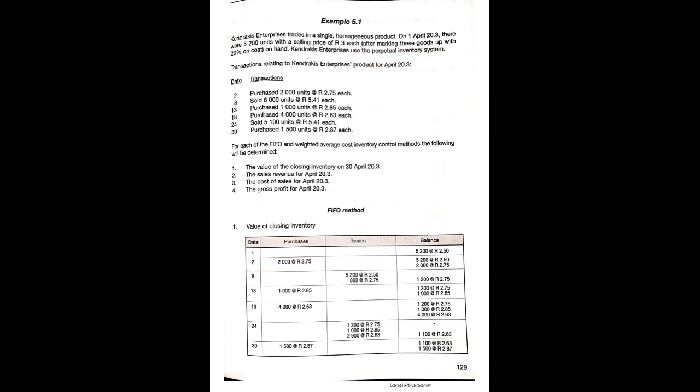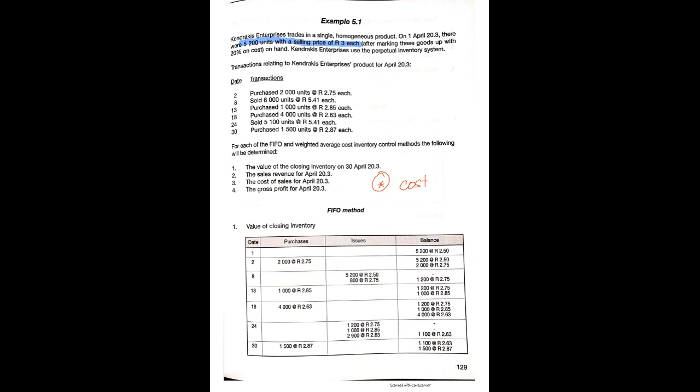So let's get started with example 5.1. And it says to you here that Kendrakis Enterprises trades in a single homogeneous product. On the 1st of April 2023, there were 5,200 units with a selling price of 3 Rand each. Now, this is important as well. And what I'd like to point out at this stage is that when working with the FIFO and the weighted average methods, it's always going to be cost prices that are used. So whenever you record a purchase of stock or inventory or sale of your inventory, it is always at cost.